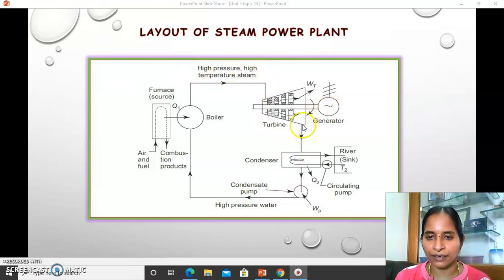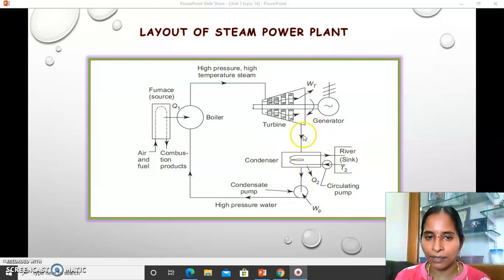When the steam leaves the turbine, it is low pressure, low temperature steam. What is the state of the steam? Low pressure, low temperature steam coming out of the turbine, entering the condenser. The condenser is the reverse device of the boiler, as I told in the last video also. So in the condenser, what happens?